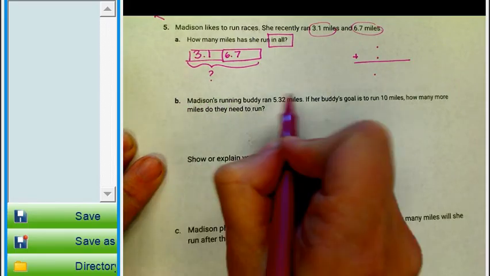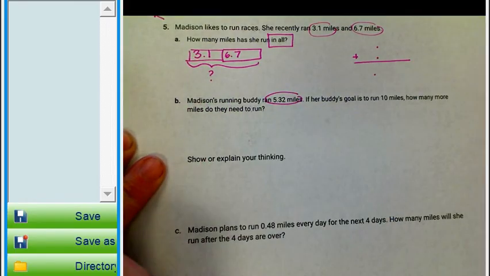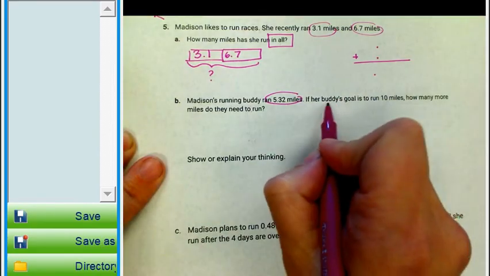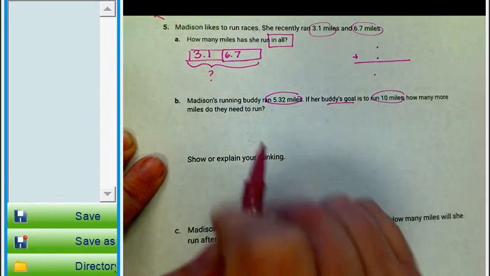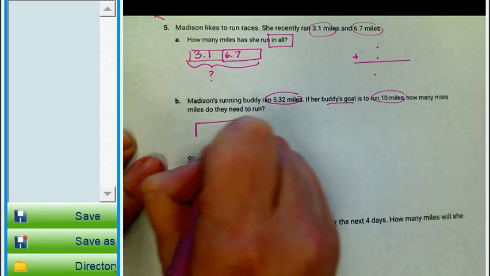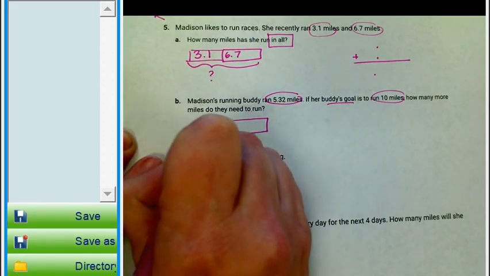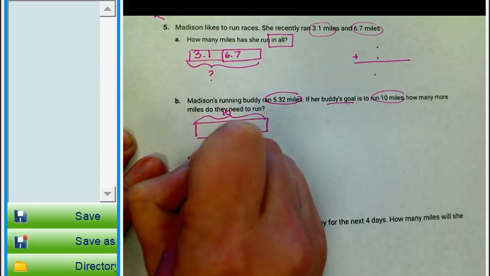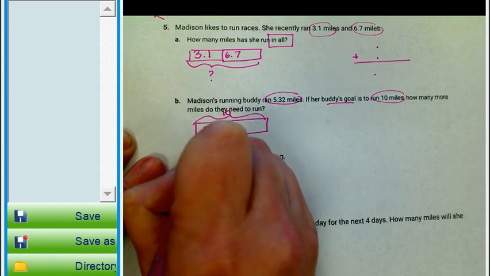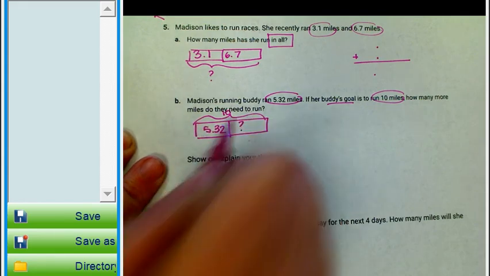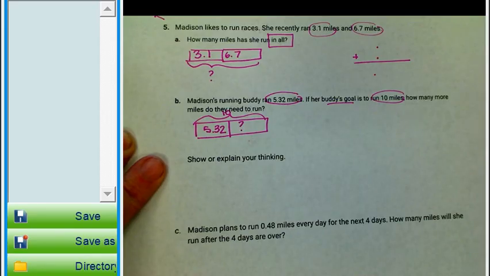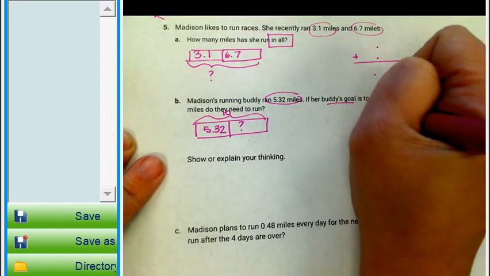Madison's running buddy in B ran a total of 5.32 miles. Her goal, though, is to run 10 miles. So we need to figure out how many more she needs. If this is her goal of 10 miles and she has gone 5.32, you need to figure out how much more is here. This is one where you're going to be subtracting.